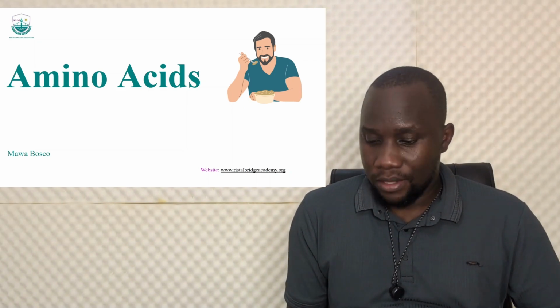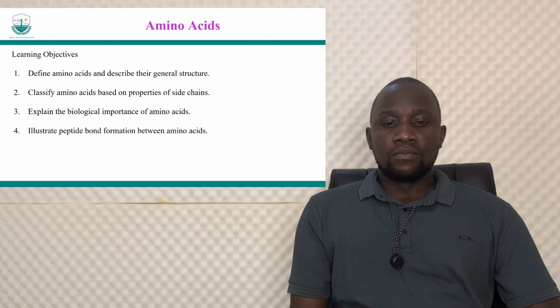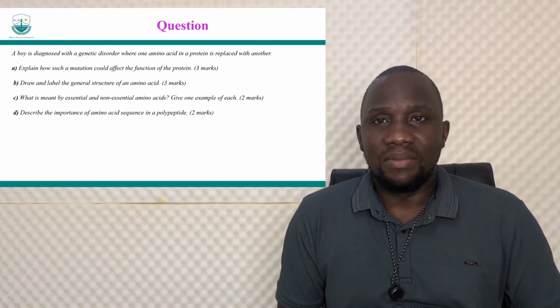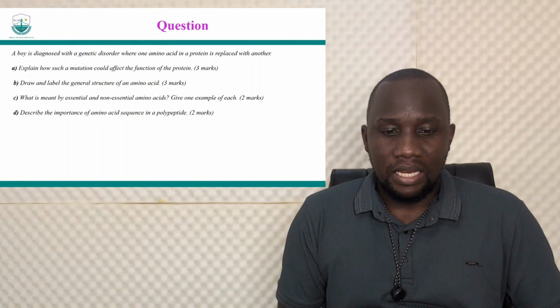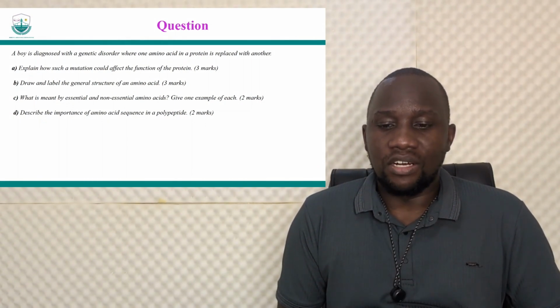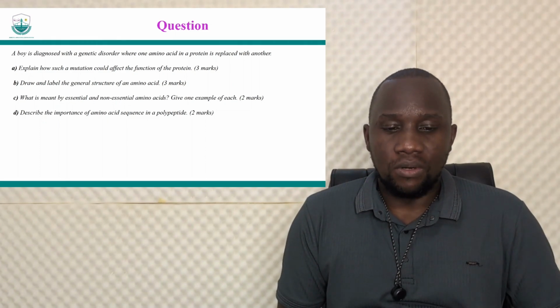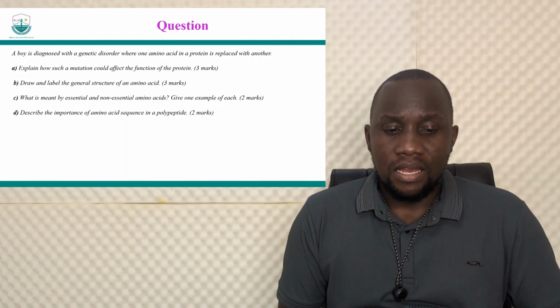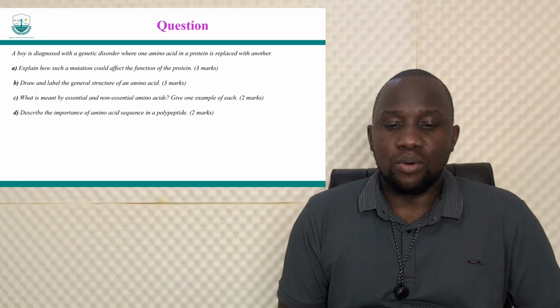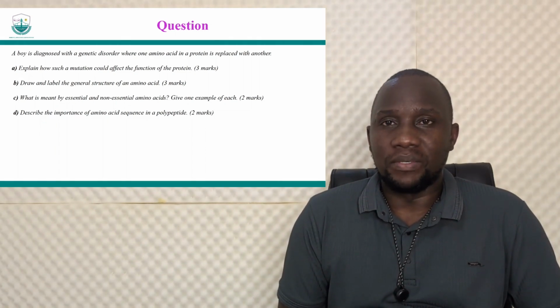And let's start with this kind of scenario. So we have a boy who has been diagnosed with a genetic disorder where one amino acid in a protein is replaced with another. Can you explain how such a mutation could affect the function of the protein? And then can you draw and label the general structure of an amino acid? And can you differentiate between non-essential and essential amino acids? Can you give an example in each? And then can you describe the importance of amino acid sequence in a polypeptide?